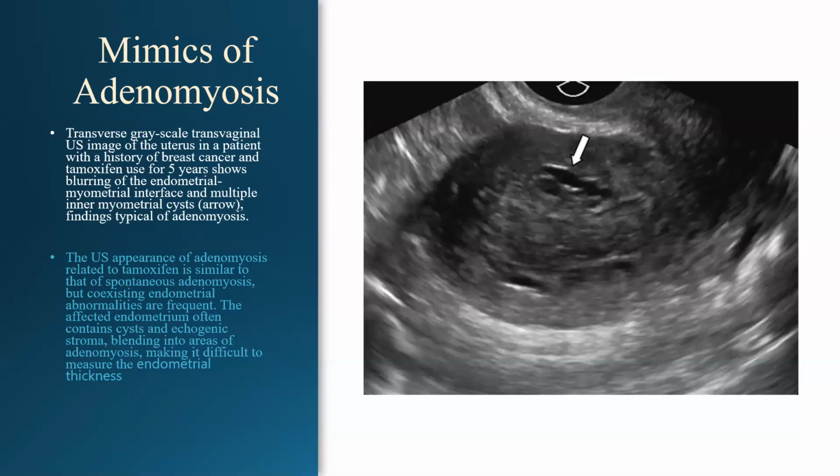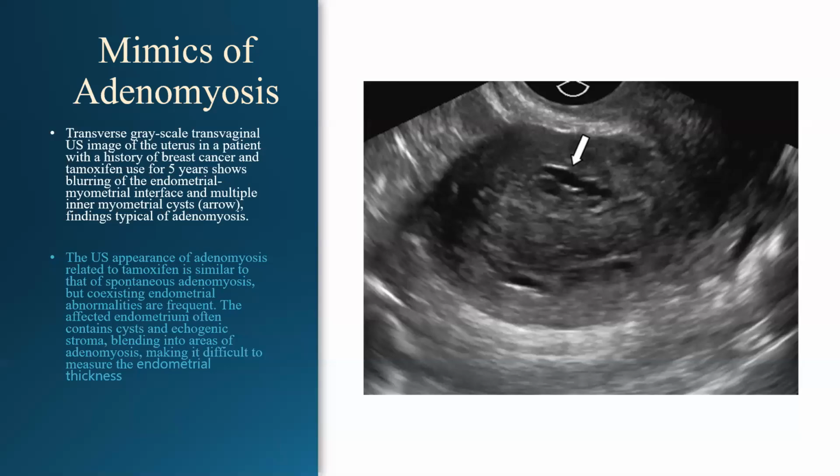So before rushing and telling the patient that you do have a problem with adenomyosis or endometrial hyperplasia, please take a proper history before you jump to the imaging, because imaging would be nothing without the proper history from the patient. So again, another mimic of adenomyosis is the endometrial ablation.